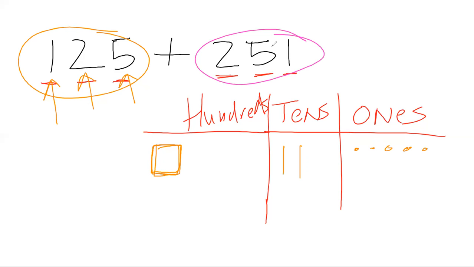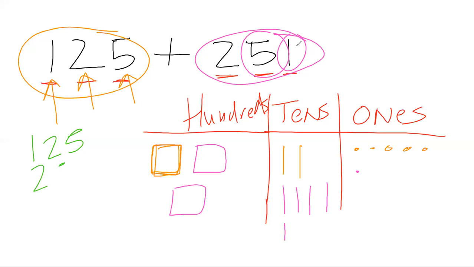So this time I have 2 hundreds. 1, 2. I have 5 tens. 1, 2, 3, 4, 5. And I have 1, 1. Okay, so now that we've modeled, we just count each place value to get our answer. I'm going to set this up over here because we'll be able to write our sum underneath right there.